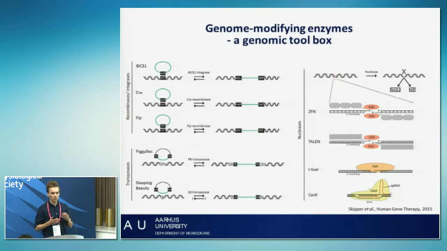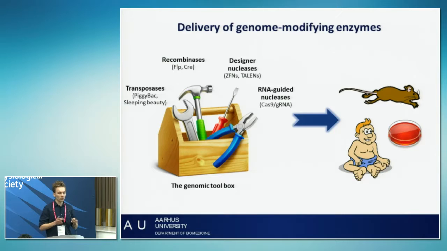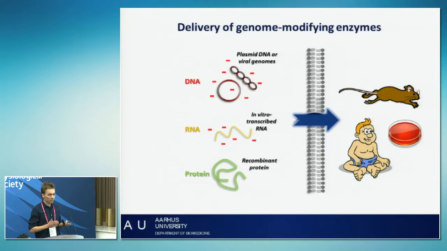One of the major challenges when working with this toolbox is how we deliver it to our targets. Our target could either be in vitro in a cell, it could be in vivo in an animal model, or in the future it could maybe even be this little guy here. But if we break it down, there are basically three different ways we can do delivery. We can either do delivery by DNA, encoding our genome-modifying enzyme, either by plasmid DNA transfection or as viral genomes.